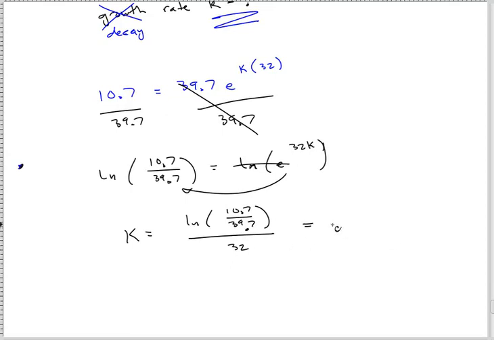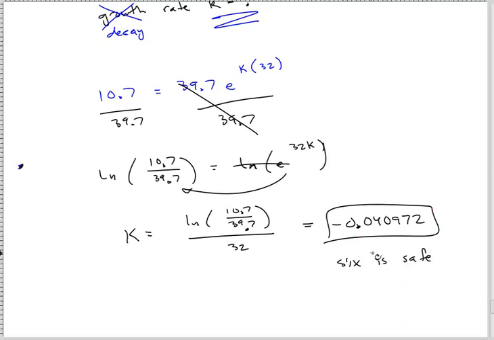And I got negative 0.040972. And I don't know how many decimal places they're wanting, but 6 is safe. That's just my own kind of thing. I don't know if that's a real thing or not, but I say 6 is safe. So 6 decimals should be safe enough that you can round it to whatever else they're going to need.